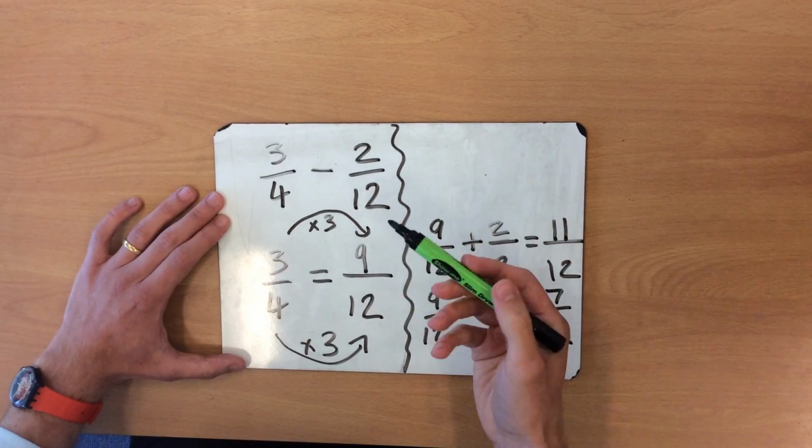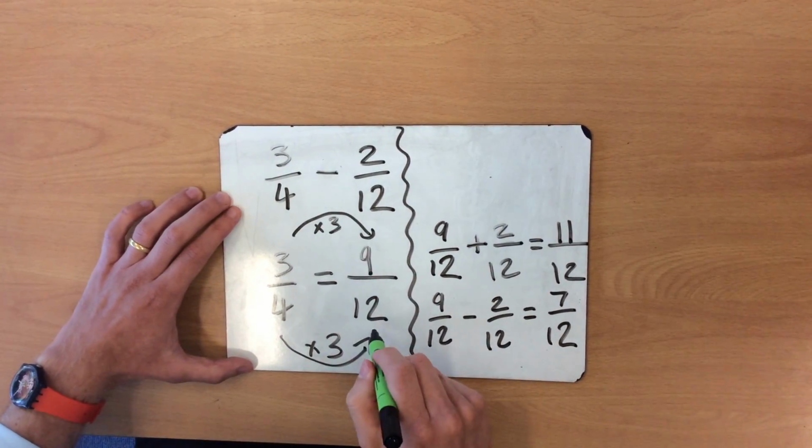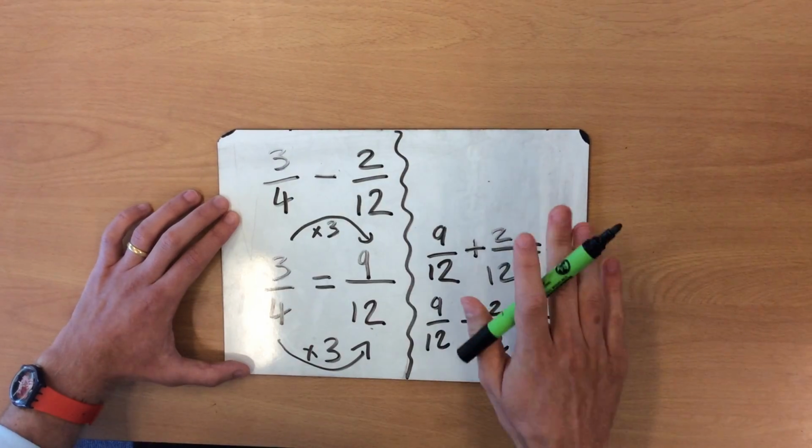So there you are, Year 5s. That's how you add and subtract fractions with different denominators. Find that common denominator and you'll be plain sailing.